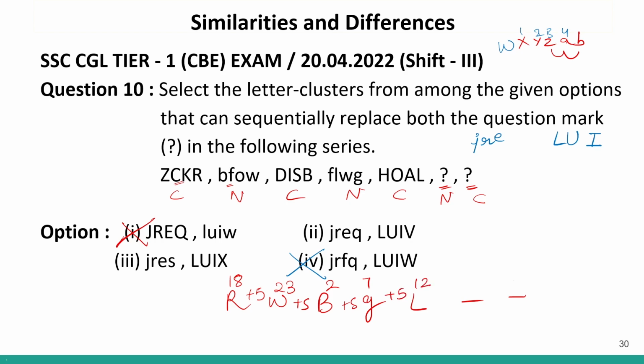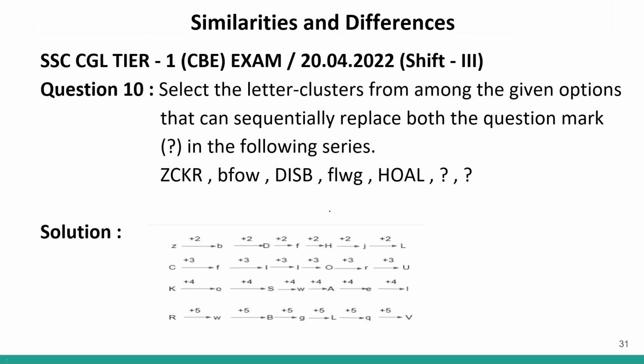So increment of 5. Now with 5 positions increased, I'll get the 17th rank, and with 5 more positions, I'll get the 22nd rank. So at the 17th rank we have Q, which will be small, and at the 22nd rank we have V, which will be big. So here I'll get small q and here I'll get big V. So my answer will be JREQ in small and LUIV in big, which is option number 2. So the correct answer to this question will be option number 2. Okay.